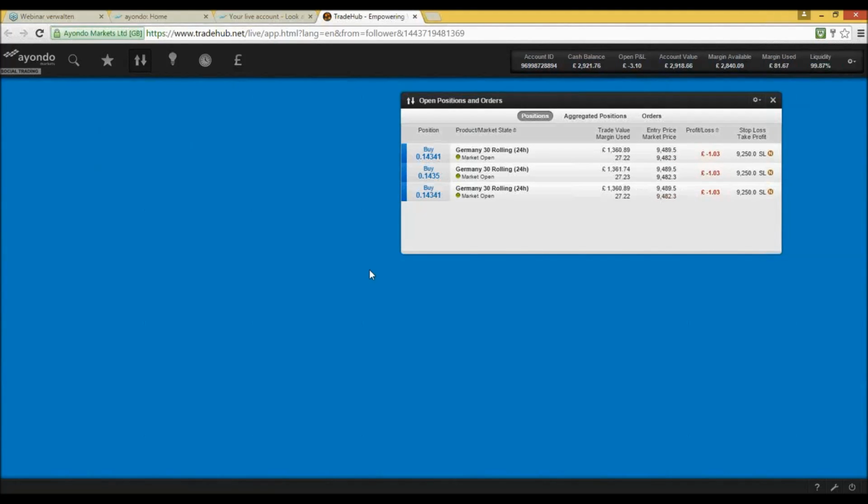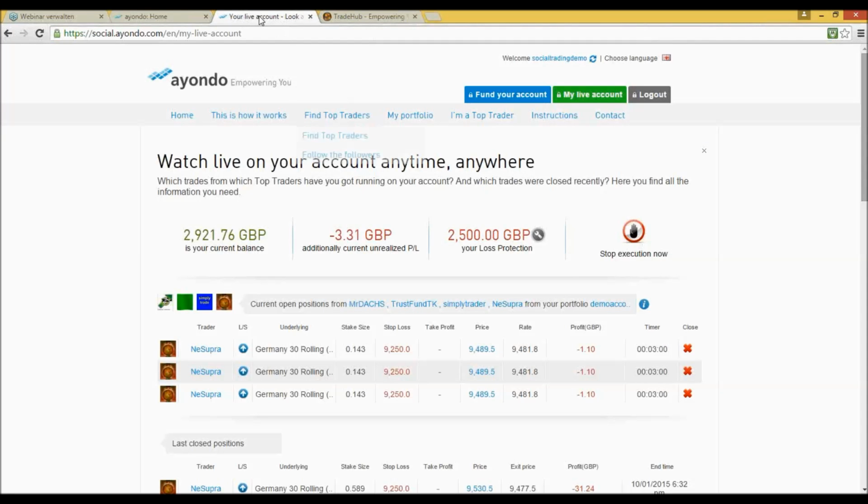Again, as I mentioned, the Trade Hub is just the execution engine where the top trader does their trading. When they trade, it's automatically replicated on your account without any sort of intervention. Other than just following the traders, there's nothing more you need to do. So we can see here exactly the trades that are opened, the current P&L. If we wanted to do our own trading, this is where we'd be. But we'll go back onto the social trading platform, which is what we're looking at. We can see we're still down £3.31. We're going to leave those trades running, and hopefully it will make us some money.